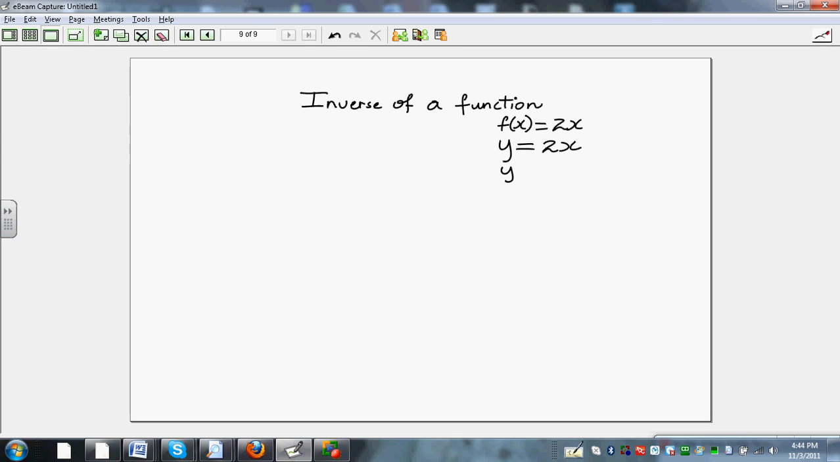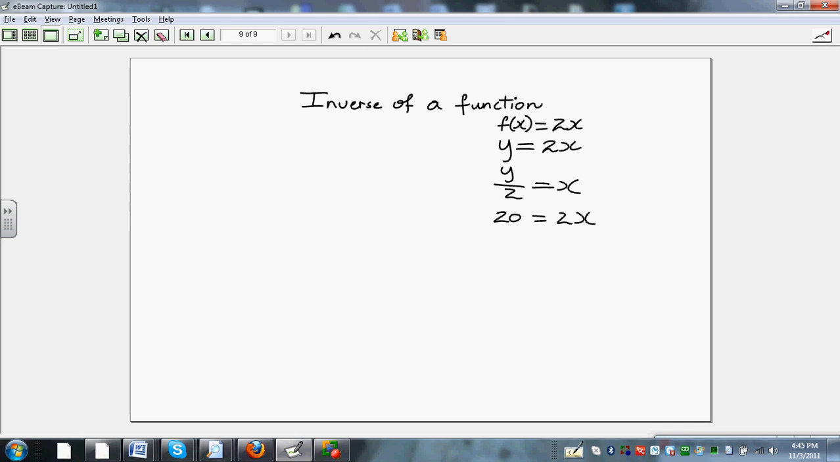But if I wanted to find out what x is, I'd have to say y over 2 would be equal to x. In other words, this is what I would have to do to get back the original value of x that y came from in the first place. If we use numbers to illustrate it, if I said 20 is equal to 2x, and I wanted to find out what x was that gave me 20, what would I have to do?